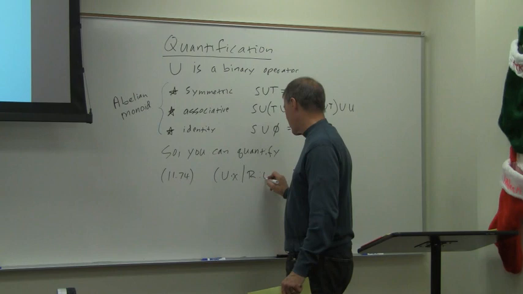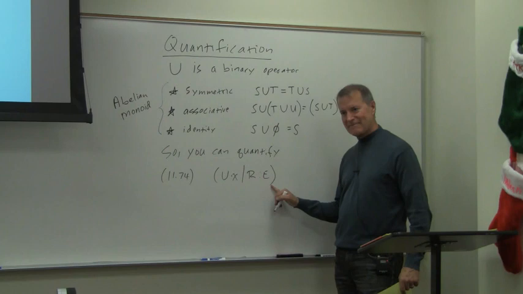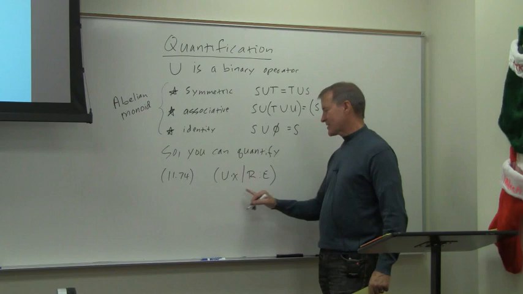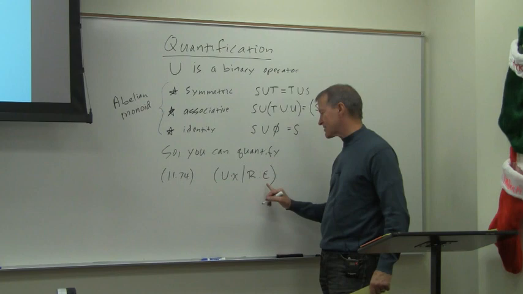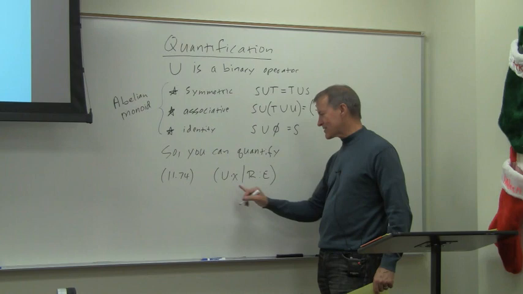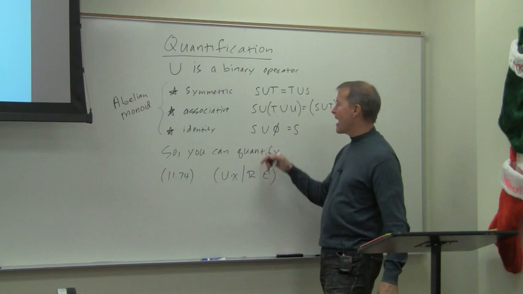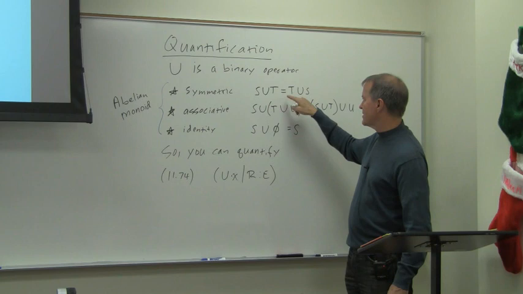Now notice that this is not a set. Well, I take that back. What is the type of a quantified expression? The type of the quantified expression is the type of the body, and the type of the body is a set. But we don't write this as a set. This is a quantification over union. It's a bunch of set expressions. Are you with me? And you understand the intersection would be the same way, right? So it'd be S intersection T equals T intersection S.